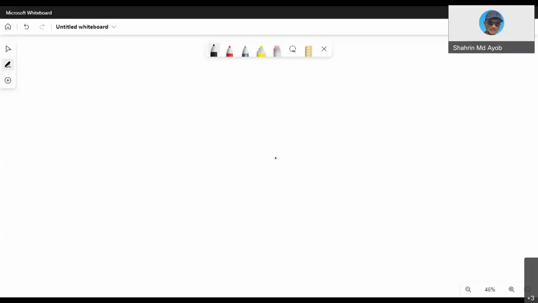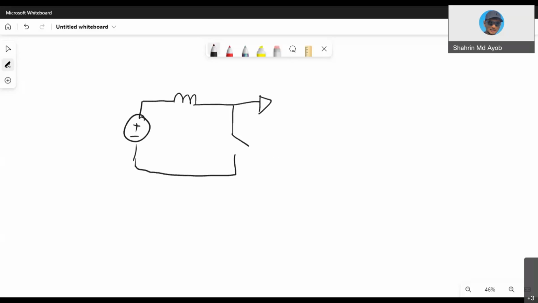Okay. So right now, let's go to the boost converters. So for boost converters, you need to actually memorize the boost converter circuit. The source is connected with an inductor, and then the switch is at this position, and then you have the diode, and then the same position for the capacitor and also the load.